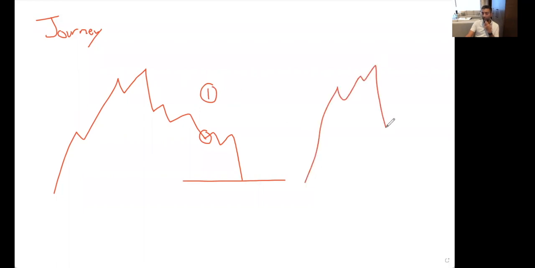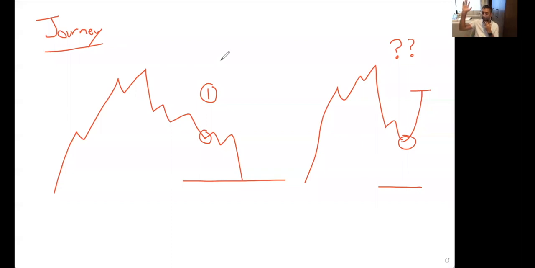Later down the line, I buy it. I have my stop loss here, but I make profit and then I close it. And I start to realize, that's it. That's all the money I made. It's not worth it with the small lot size. I need to increase my lot size. That's the next part of my journey.